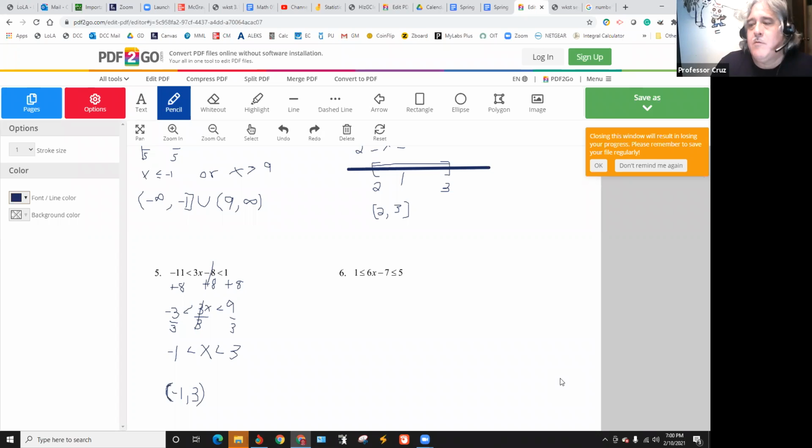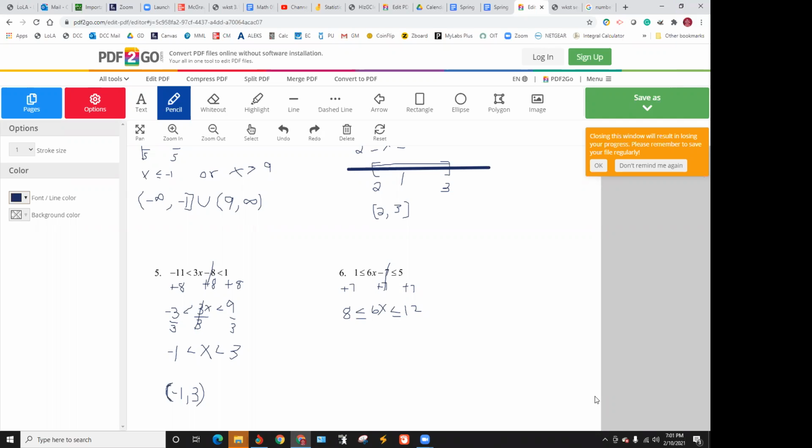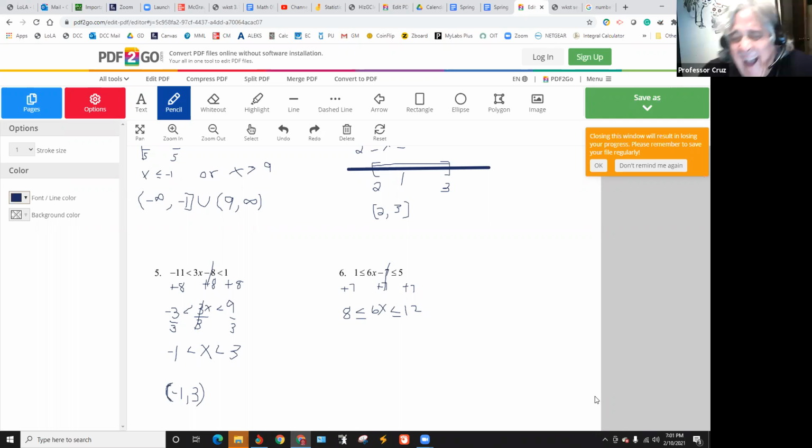All right, so we got a -7, so very much similar to number 5. We're going to add the opposite to the other two sides. That one's gone, and we got 6x. 5 and 7 is 12, and 1 and 7 is 8. Now what? Divide everything by 6, right?